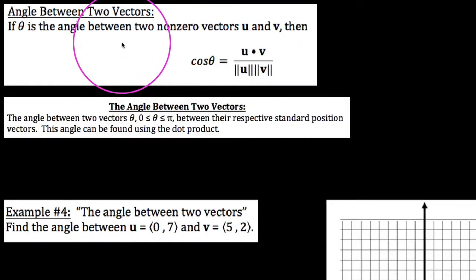This is my third video in my module on the dot product of vectors, and in this video we're going to focus on the relationship between the angle that is formed between two vectors that are graphed in standard position and the dot product of those two vectors. Okay, so let's go ahead and start with a few basics here.